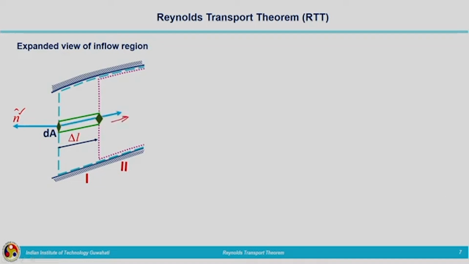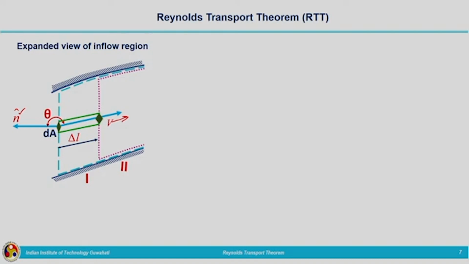How was the flow taking place? Flow was taking place from left to right, so the velocity vector will be in the flow direction. Here you should understand that the direction vector corresponding to area and the velocity are in opposite directions. And the angle between the area vector and the velocity vector is represented by theta.